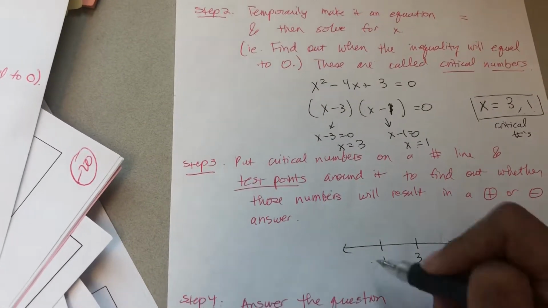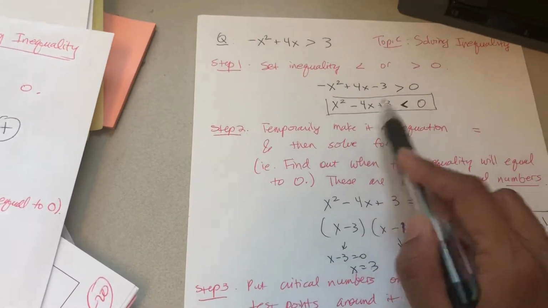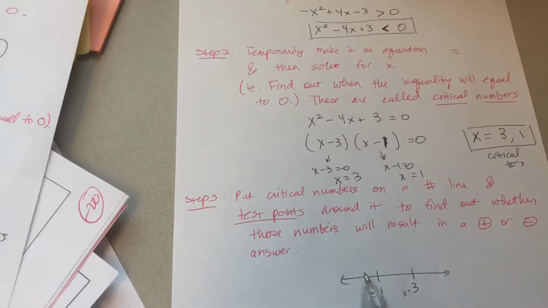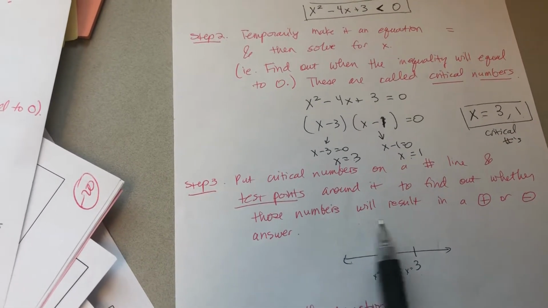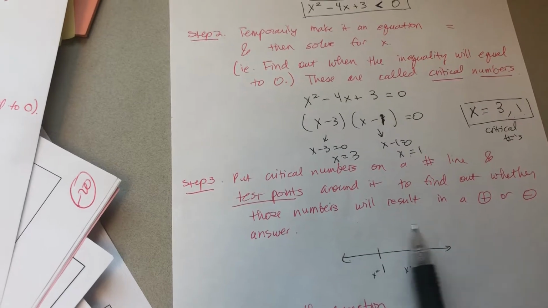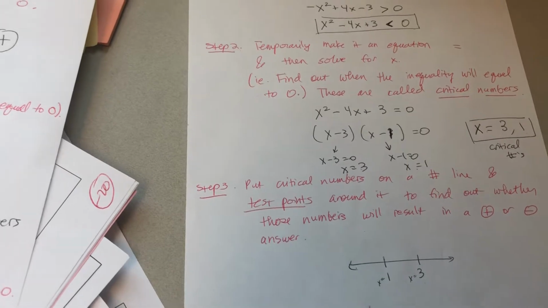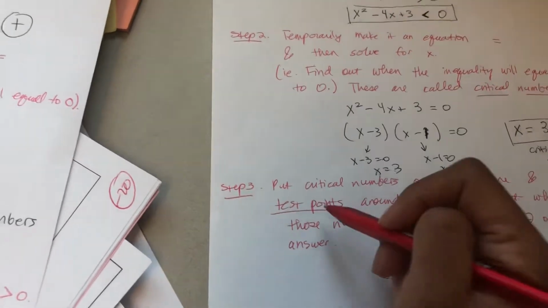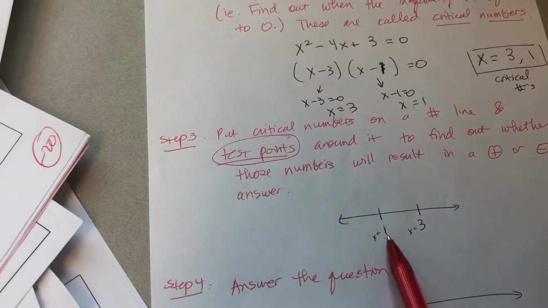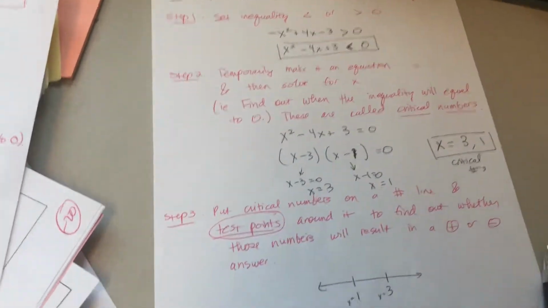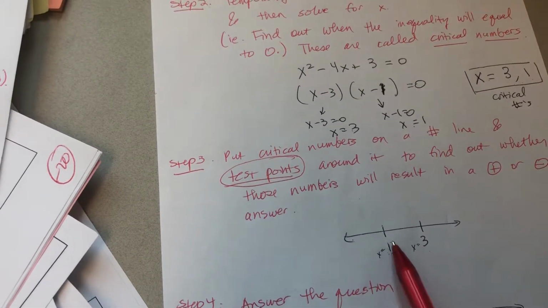So at x equals 1 and x equals 3, I know that my function will equal 0. So what happens around it? What happens for numbers less than 1, numbers between 1 and 3, and what happens after 3? It's not going to be equal to 0, so it's either going to be less than or greater than 0. So I'm going to test points. That's a key thing in step 3. So let's test a point. Let's plug in a point less than 1 into the inequality and see if we get a positive or a negative answer. So work smarter, not harder.